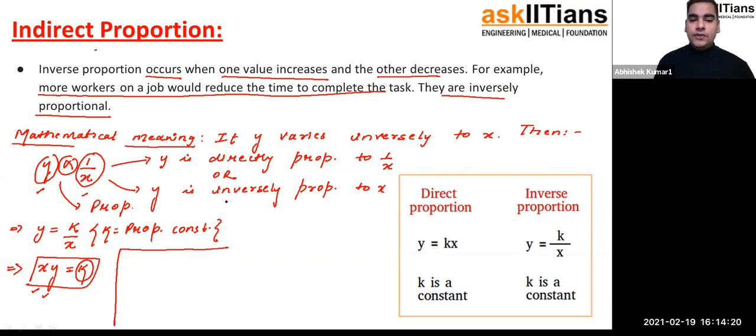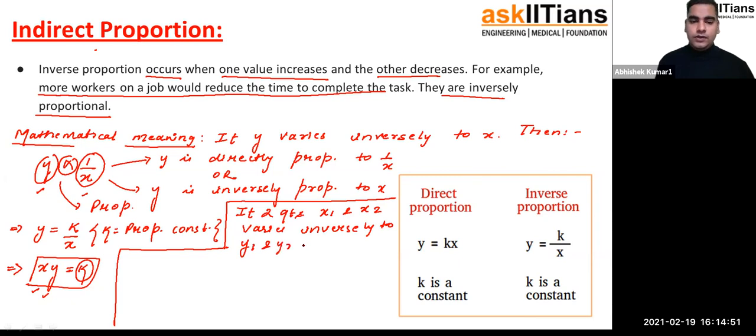Now comes the formula that we will be using to solve our problems. Let's say two quantities x1 and x2 vary inversely to y1 and y2 respectively. Then we will have two cases. In one case x1 will be inversely proportional to y1, and x2 will be inversely proportional to y2. If you remove the proportionality sign, you will get x1 is equal to k over y1, and x2 is equal to k over y2, right or not?